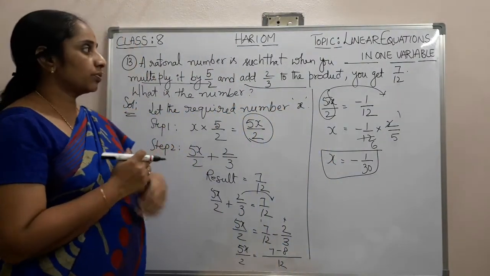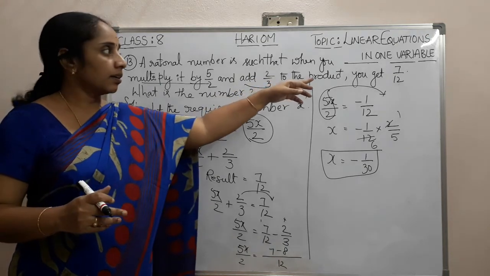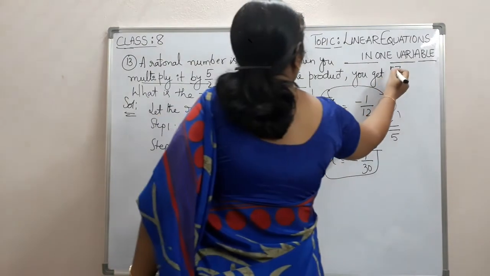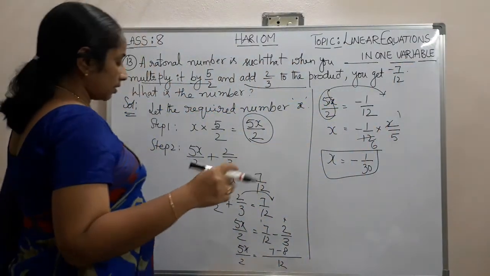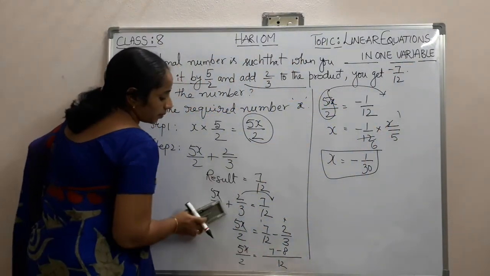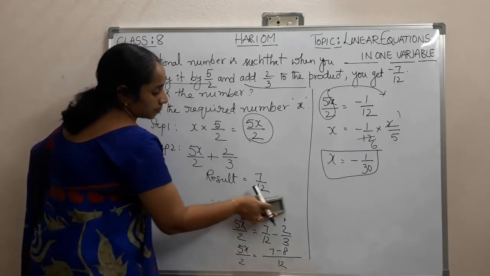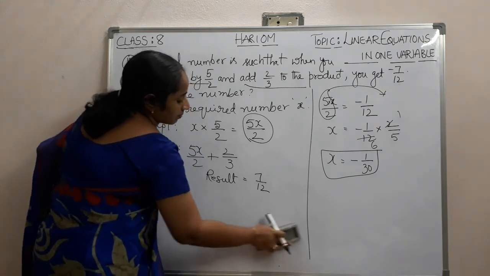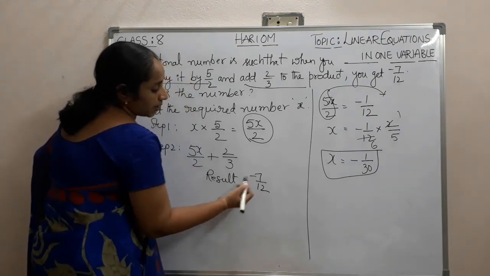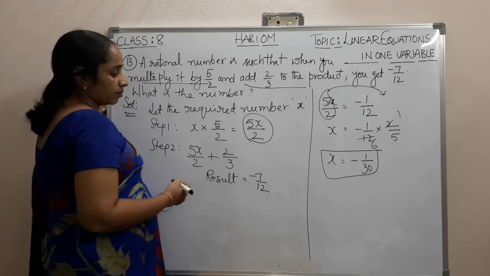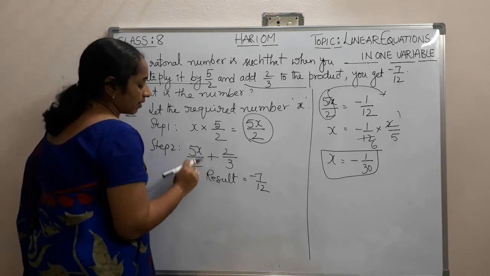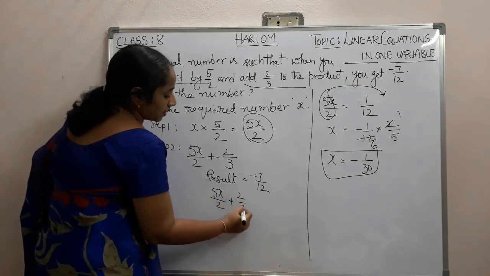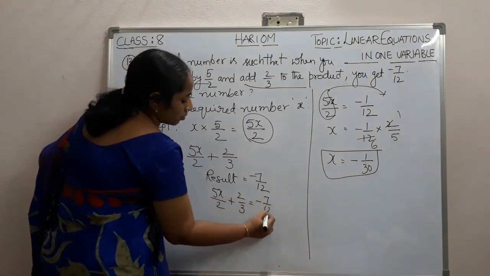Some textbooks have that result is minus 7 by 12. Okay. So we are going to do that one also. No problem. In some textbooks we have plus 7 by 12. In some textbooks we have minus 7 by 12. Both we are doing now. It is 5x by 2 plus 2 by 3 is equal to minus 7 by 12.